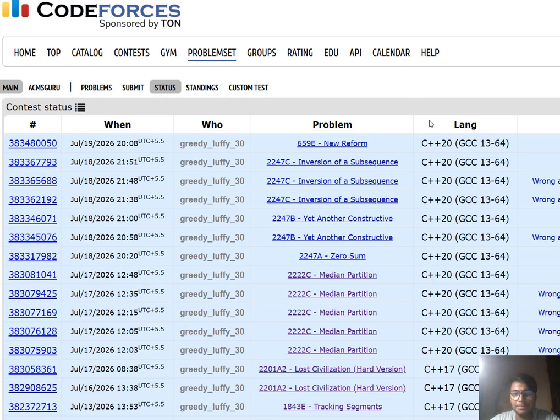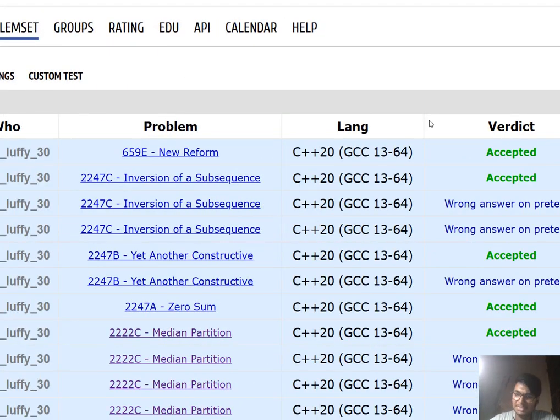Let's see another problem. It was a graph problem. It's a pretty easy one, I would say. It's 600 rated on Codeforces.